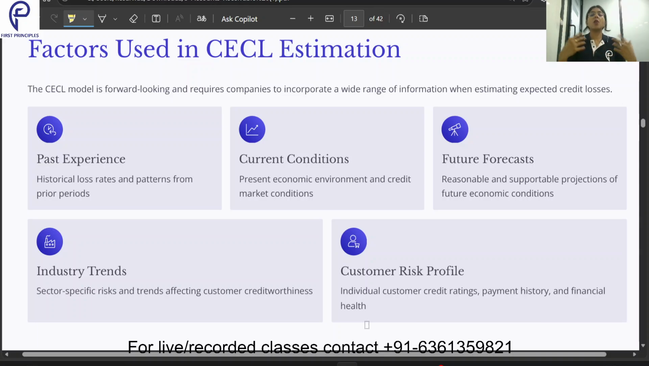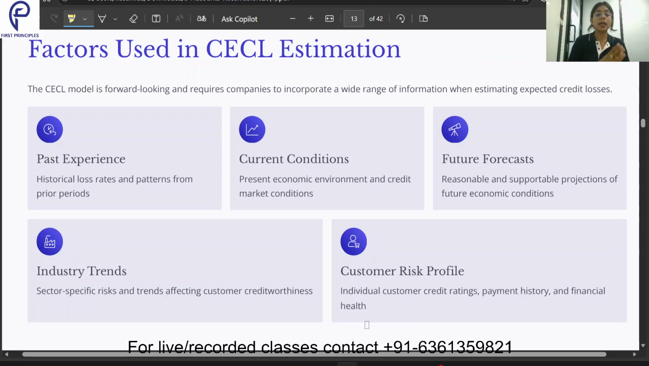Then future forecast, that means we have certain figures about how the market is operating. We know that the oil industry is not doing well, and we have a major customer from the oil sector. So I am anticipating that that particular customer is not going to pay us the entire money, so we need to account for the credit loss accordingly.